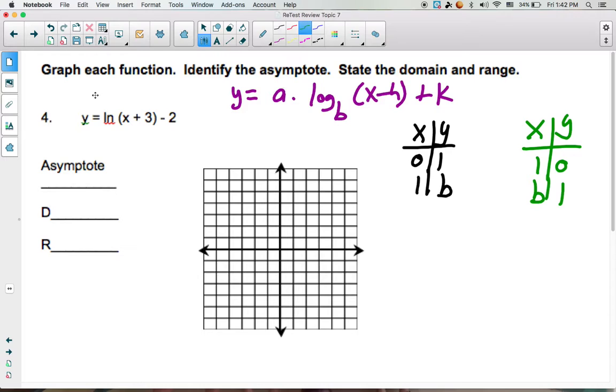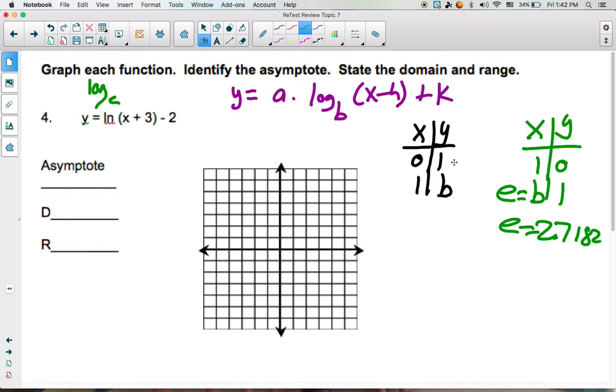Now with the natural log, that is a special type of log. It's a log with base e. So we know that we're going to grab the points (1, 0) and (e, 1), and we know that e is 2.7182818 and so forth. So those are the 2 points.